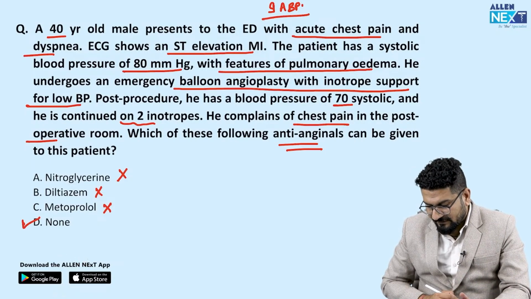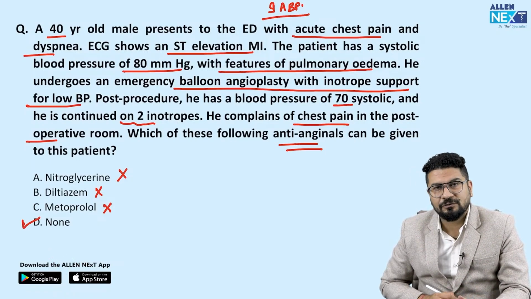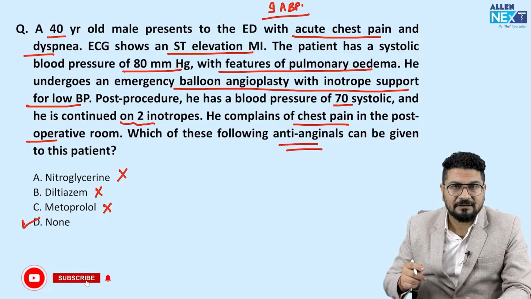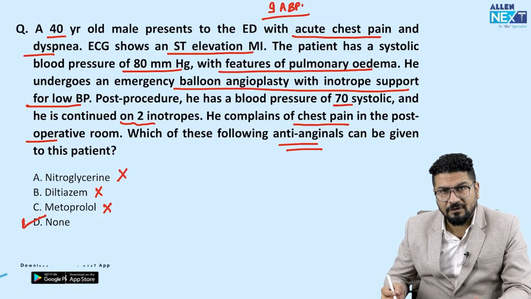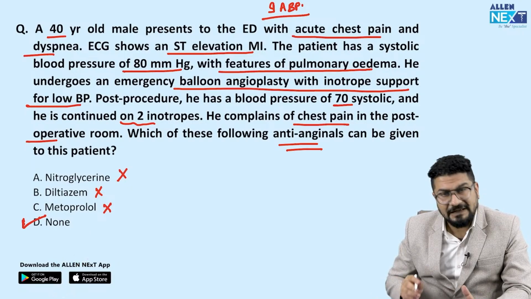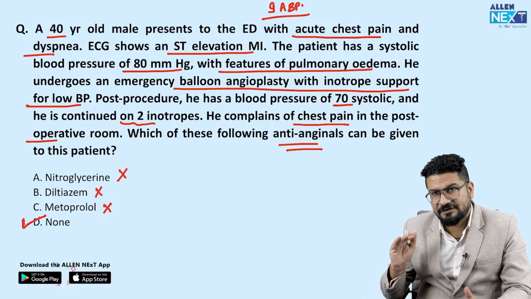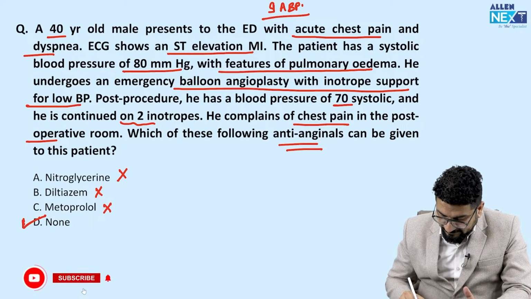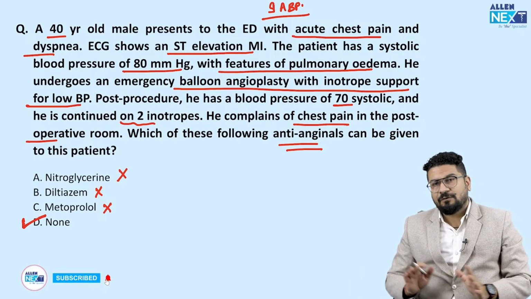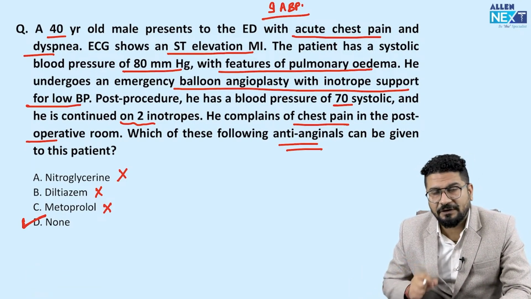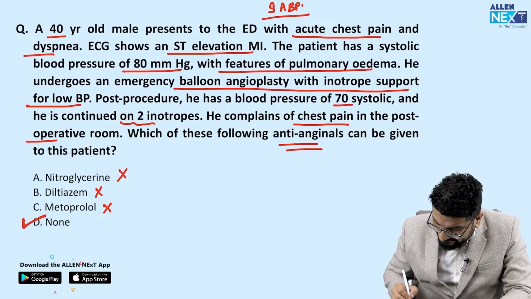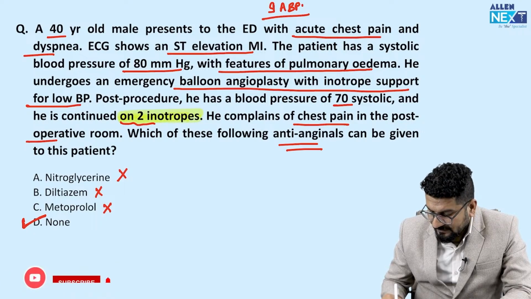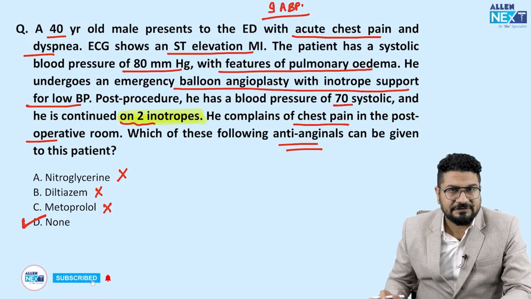Suppose in this question I add one more option, like amlodipine, then I would choose the answer as diltiazem, because diltiazem will cause less reduction in BP. But remember, all these anti-anginal drugs are avoided, because they can reduce BP further when the patient is already on inotropic support. Then there is no point in using an inotropic agent. That's very, very important.